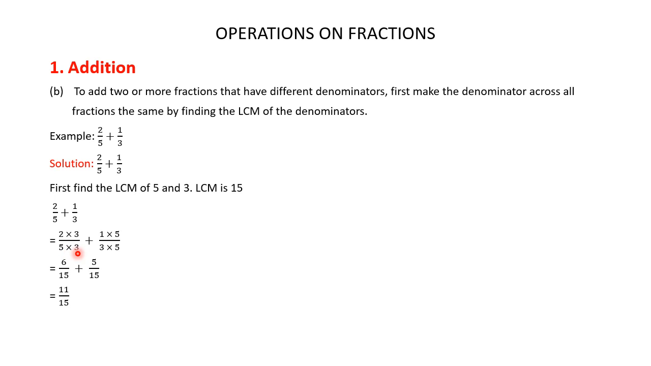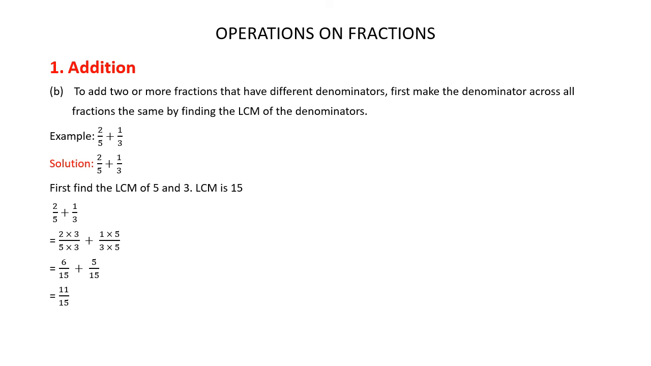Since you have multiplied the denominator with 3, multiply the numerator also with 3. So 2 multiplied by 3 is 6. So you get the fraction 6 by 15. Now take the fraction 1 by 3. To make 3 as 15, you have to multiply 3 with 5. So 3 multiplied by 5 is 15. Now multiply the numerator also with 5. So 1 multiplied by 5 is 5. So you got the fraction 5 by 15.